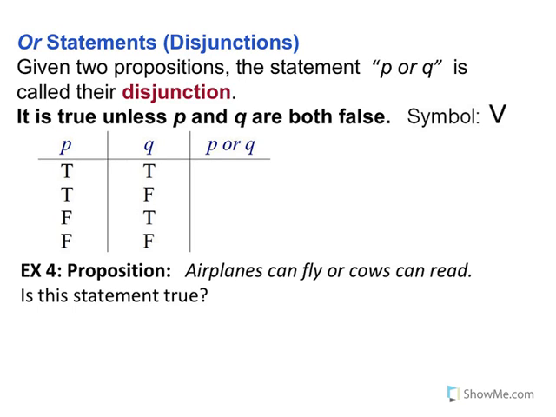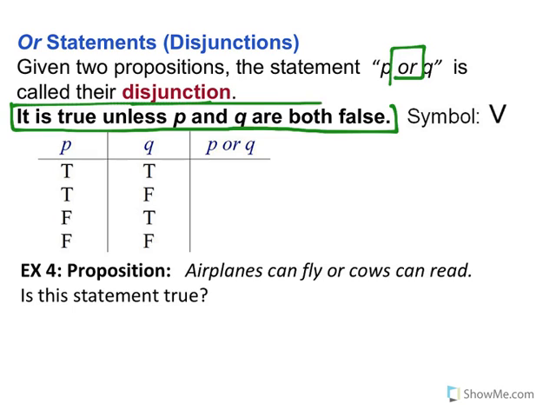So here, given two propositions, the statement P or Q is called a disjunction. Now this is really important here. It is true unless P and Q are both false, and there's your symbol. So it's true unless P and Q are both false. So that means if P is true, Q is true, this is true. If P is true and Q is false, this is true. If P is false and Q is true, this is true. If they're both false, it's false.